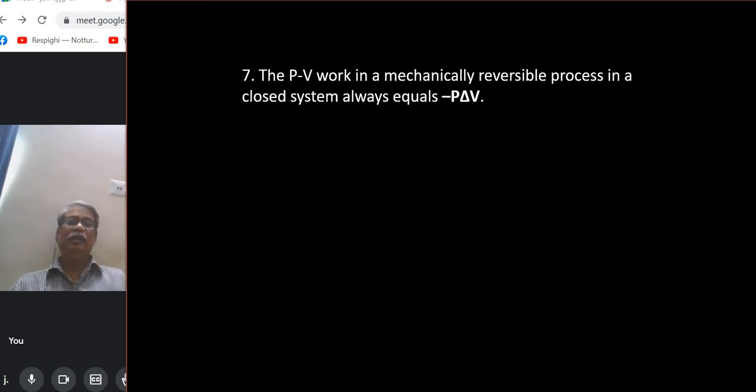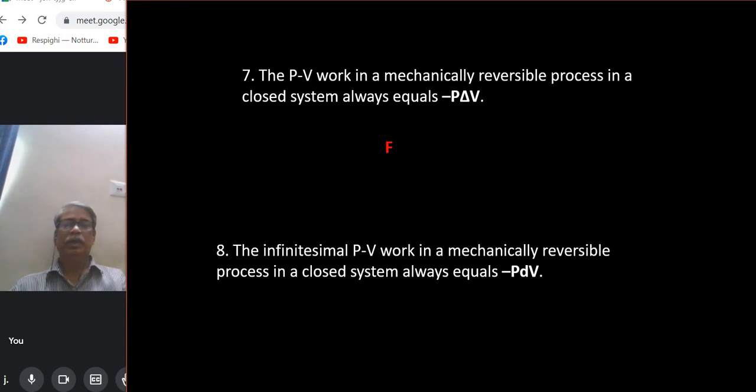The PV work in a mechanically reversible process, and similar questions. The next statement is true, because that is the definition of PV work, minus PdV. But if you integrate to get P delta V from PdV, you have to assume that P is constant. Then only is it P delta V.